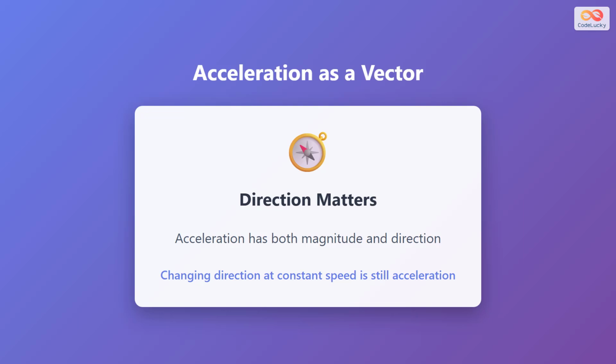Here's an important point. Acceleration is a vector quantity, which means direction matters. Acceleration has both magnitude, which is how much, and direction, which is which way. This means that even if you're moving at a constant speed, changing your direction counts as acceleration. A car turning around a corner at constant speed is actually accelerating because its direction is changing.